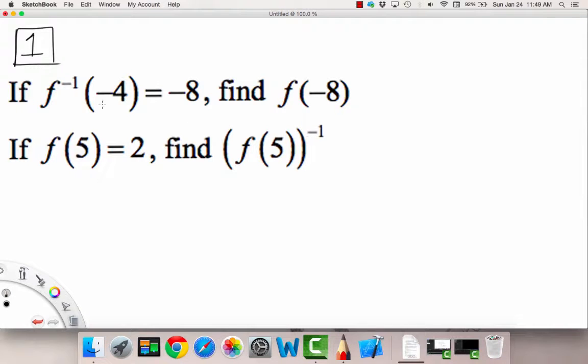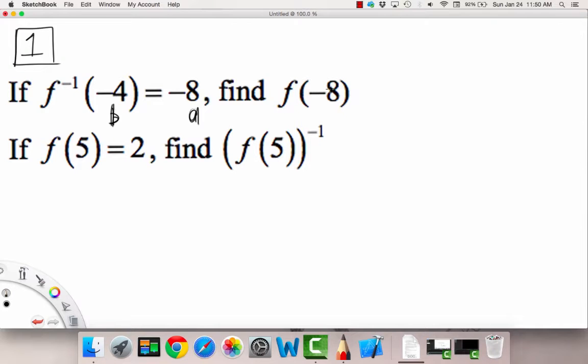Alrighty, here's problem number 1. This is a two-part question. If f inverse of negative 4 is equal to negative 8, find f of negative 8. This is going to be pretty simple. You just identify what's your input and what's your output. So this is the input b and the output negative 8.